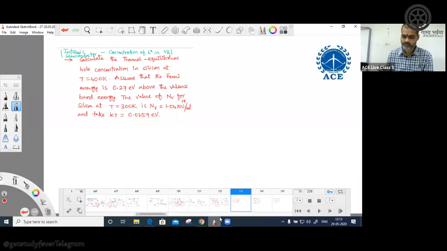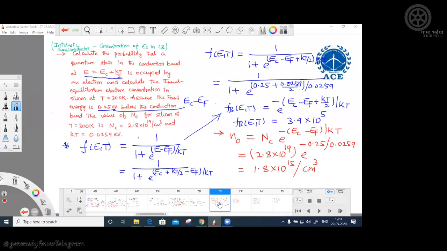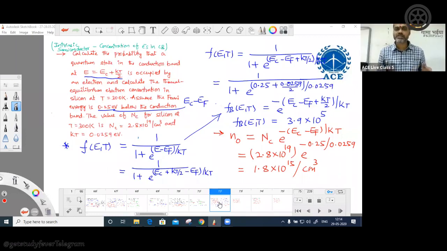Sorry. Okay, sorry students, there was some technical issue. Now, see in the previous problem that we discussed, just see the numericals and try to understand physically what it is going to represent. The probability of occupying an electron at a particular energy state in the conduction band, EC plus KT by 2, corresponds to which band? Obviously it is in the conduction band.